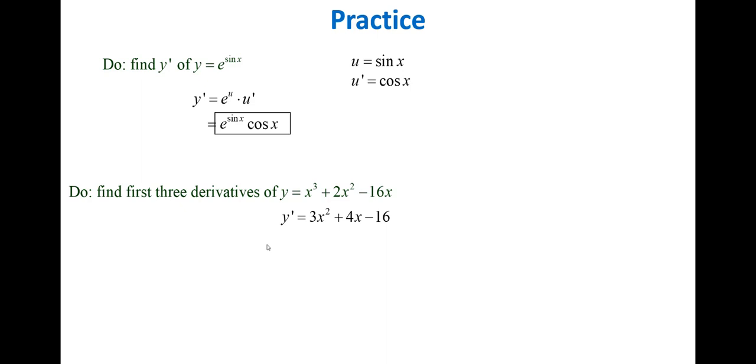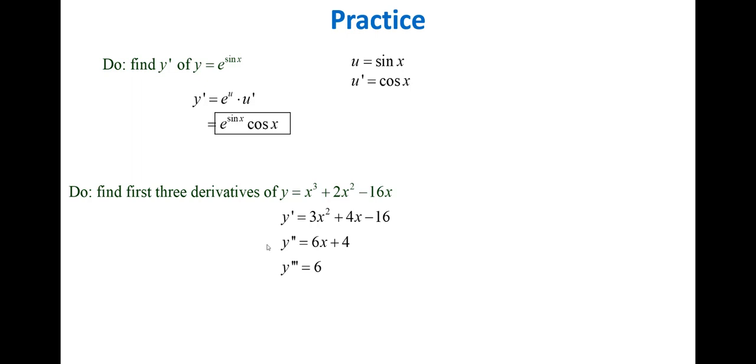This is just power rule. Therefore, y prime would be 3x squared plus 4x minus 16. Then y double prime would be 6x plus 4. And y triple prime would just be 6.